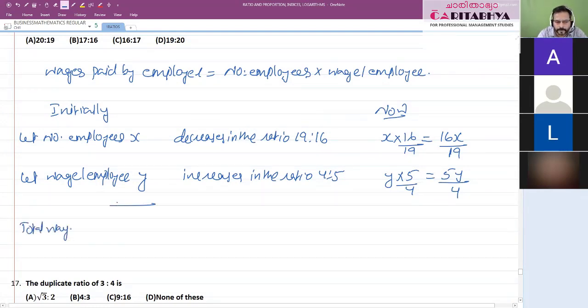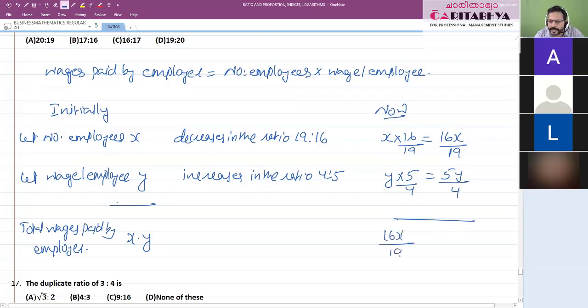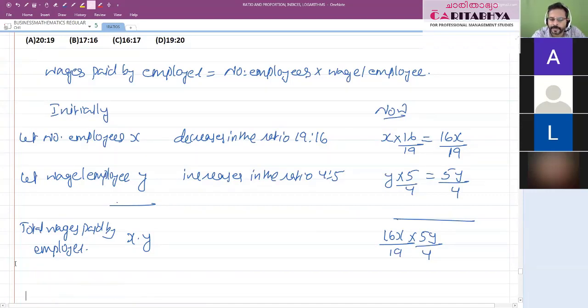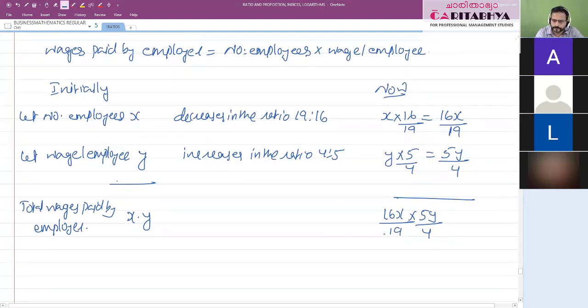So what will the total wage be? Total wages paid by the employer is the number of employees into wage per employee. Initially it is xy. Now, the total wages are 16x divided by 19 into 5y/4. Multiply, 4 into 4x into 5y, that is 20xy/19. Okay, so here, look at what happened to xy.